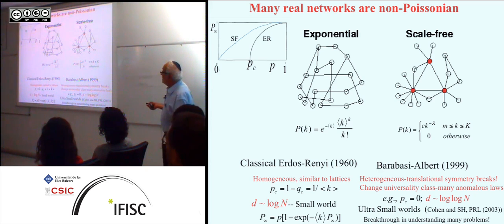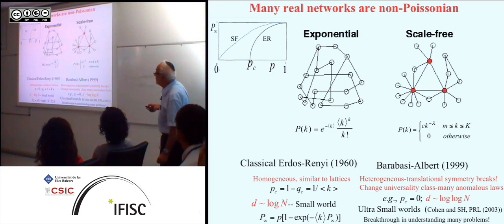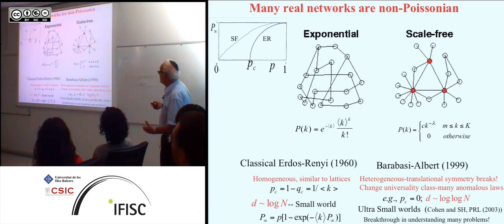This is in the ER case. When we go to the scale free, in this case it was found that PC actually goes to 0. It means the scale free is much more robust than the Erdős-Rényi. It means you have to remove almost all nodes in order to collapse the system.